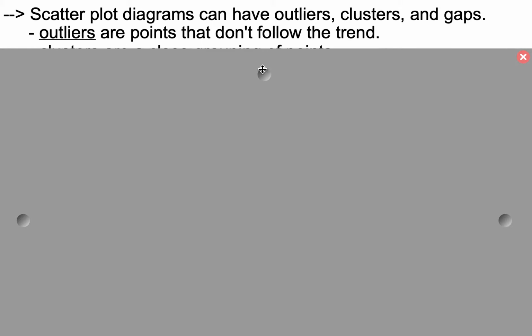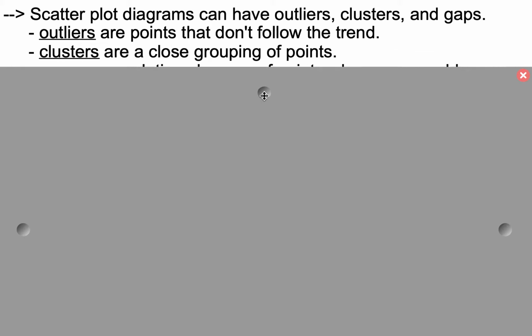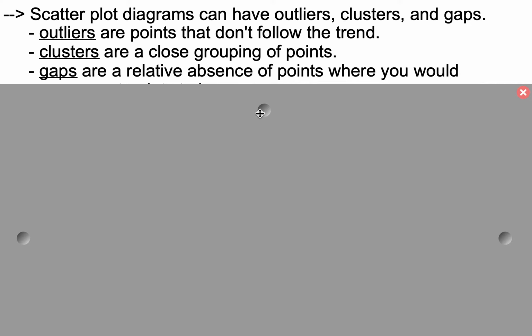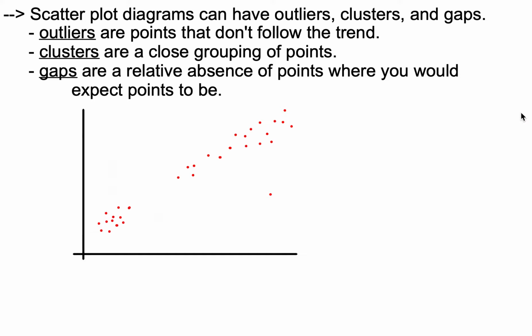Okay, a little bit more vocabulary about scatter plots. They can have outliers, clusters, and gaps. Outliers are points that don't tend to follow the trend. Clusters are a close grouping of points, and gaps are a relative absence of points where you would expect points to be. So let's look at this example here.